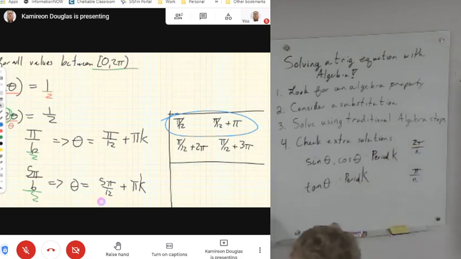Now there are more answers, right? Because I can just add another pi. Then I get pi over 12 plus 2 pi. Pi over 12 plus 4 pi. Pi over 12 plus 5 pi. Pi over 12 plus 6 pi.